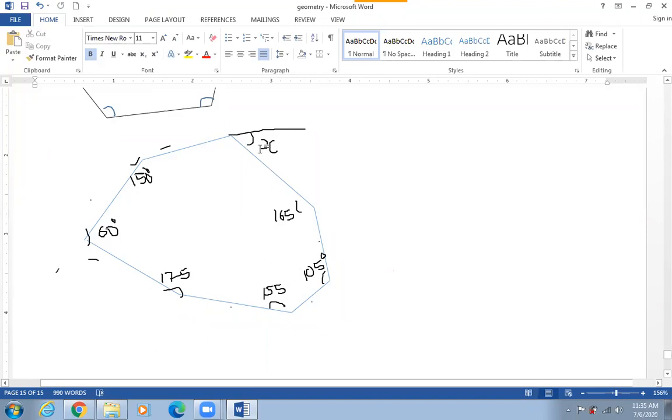So how will you get the value of x? This is our problem. How to get the value of x? Any idea? How can we get the value of x? Angles are given. And we need to get the value of x, which is outside the heptagon. How will you get this? So, this is not the alternate angle because there is no parallel lines over here. So what we need to do? We need to make an angle. We need to suppose this as angle A.